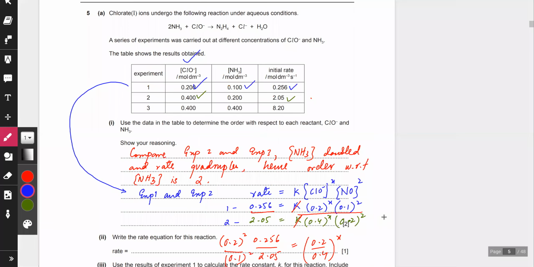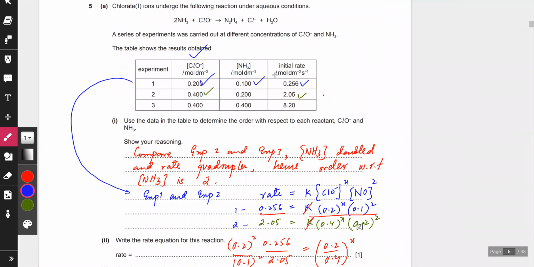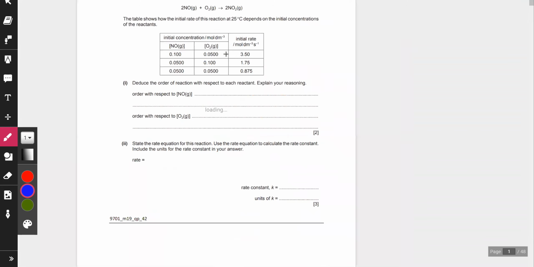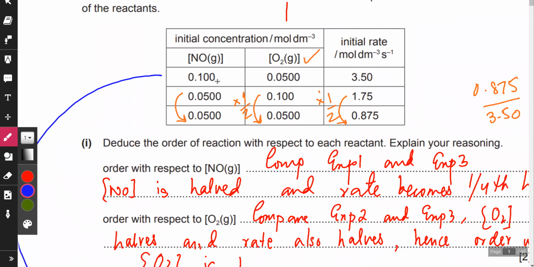But again I'm just going to repeat. Is this part clear, why you can't find the order with respect to ClO⁻ like in the other methods? Let me find another table, the first question that we did. In that question it was very clear that if you compare, let's say, experiment 1 with 3, this is not changing and the NO is doubling. So you could find the relationship directly because O2 is not doing anything.